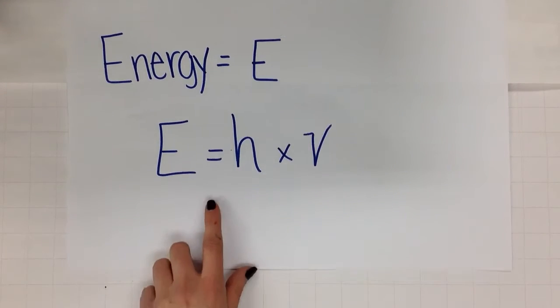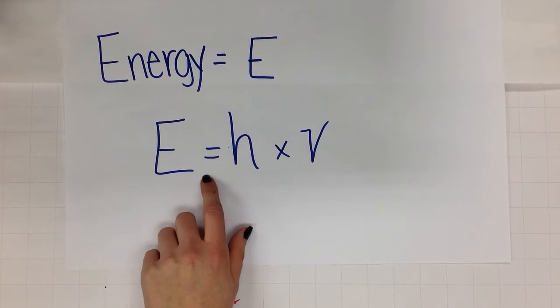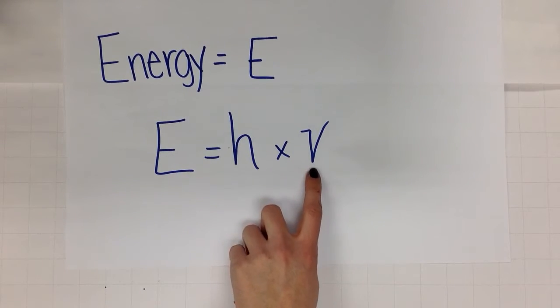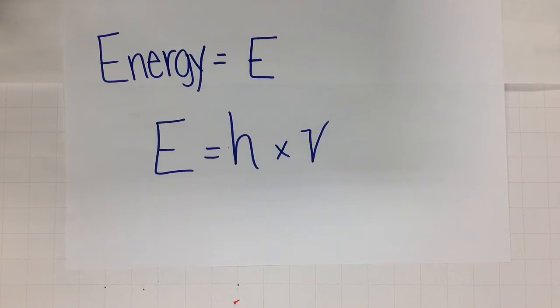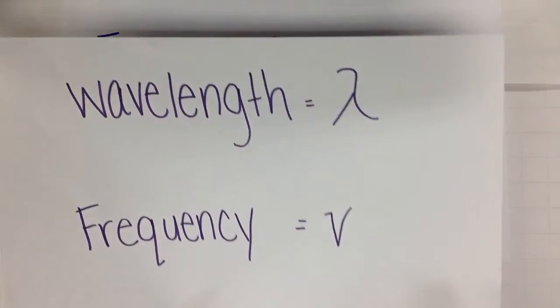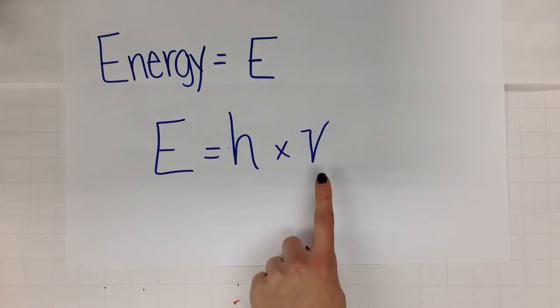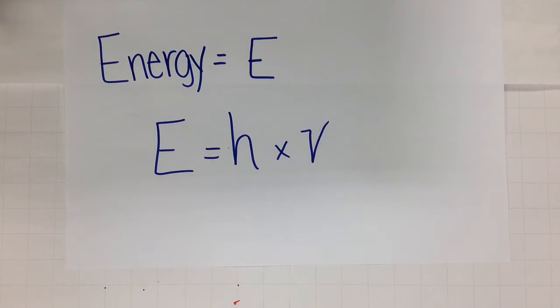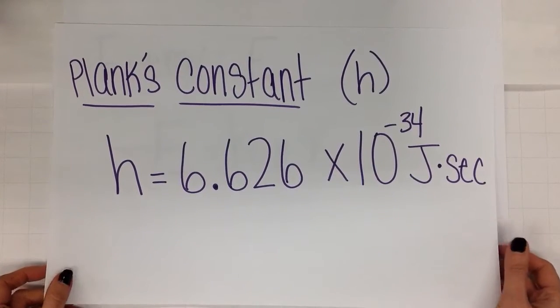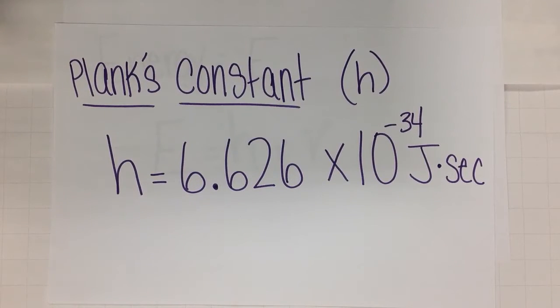Okay, now, how do these variables all relate to each other? Well, there's many different equations. So here's the energy equation. Remember, E stands for energy, and the equation is E equals h times this cursive v. Remember, that cursive v stands for frequency. So h times frequency. Well, what's h? h is known as Planck's constant. So let's write that down. This constant will be given to you. You do not need to memorize it.